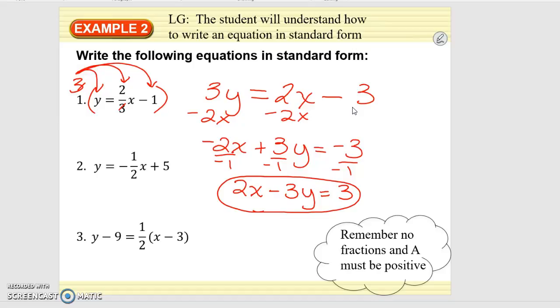All right, let's look at number 2. What do you think I need to do on this one? Multiply everything through by -2.